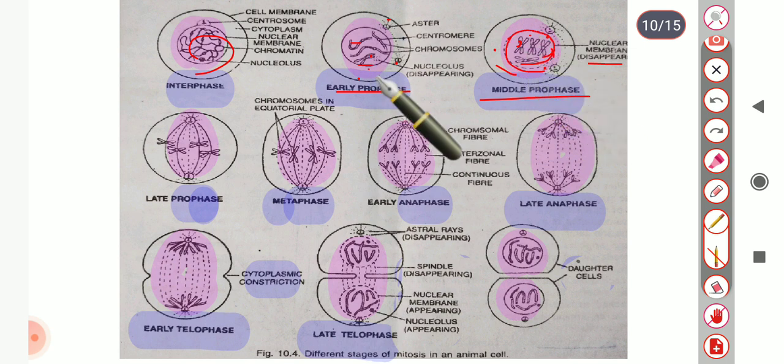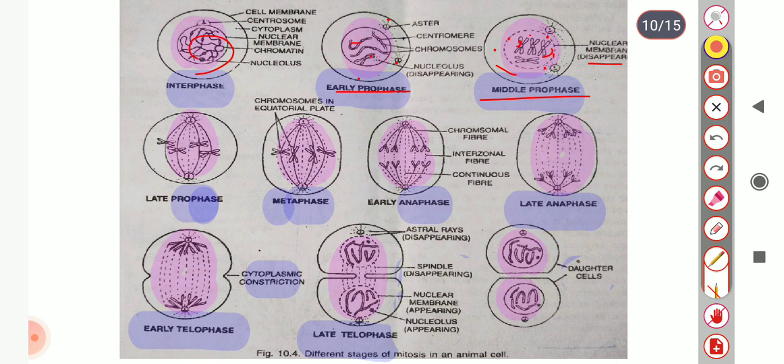Here the nuclear membrane is complete, but in the middle prophase the nuclear membrane disappears. You can see the structure of the late prophase, in which the nuclear membrane has completely disappeared and all the chromosomes are attached to the spindle fibers. You can see the structure of the spindle fibers, and all the chromosomes are attached.